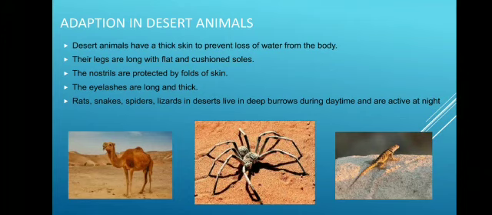Their nostrils are protected by folds of skin, so that when there is a sandstorm, the hot sand cannot enter into the nostrils. The eyelashes are long and thick for the same reason, so that during a sandstorm the sand cannot go into the eyes.